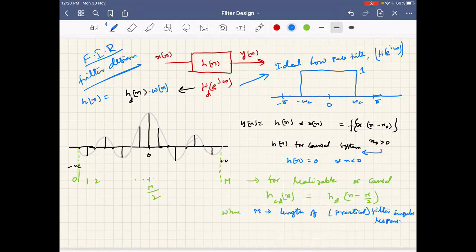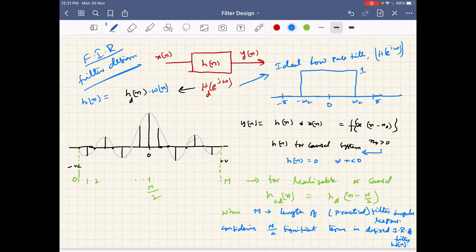Okay, or in the desired impulse response, what are the significant terms? M by 2 significant terms only, we consider either side. Considering m by 2 significant terms in the desired impulse response of the filter, or hd of n. Fine. Considering this, we have this h realizable, or causal, as this.